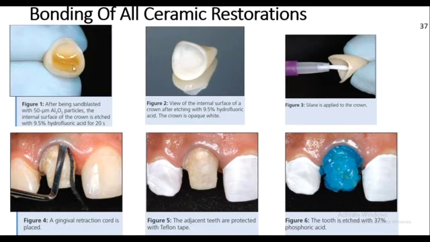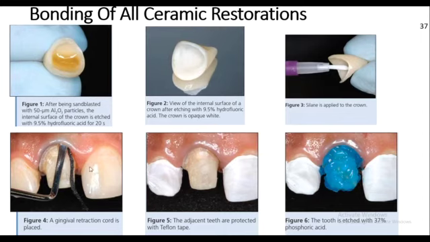Then on the internal surface you need to etch it with 9.5% hydrofluoric acid. This is basically used to etch the crown surface. After that, you view the internal surface, and you will see a frosty dry appearance. Then you need to apply the sealant into the crown.